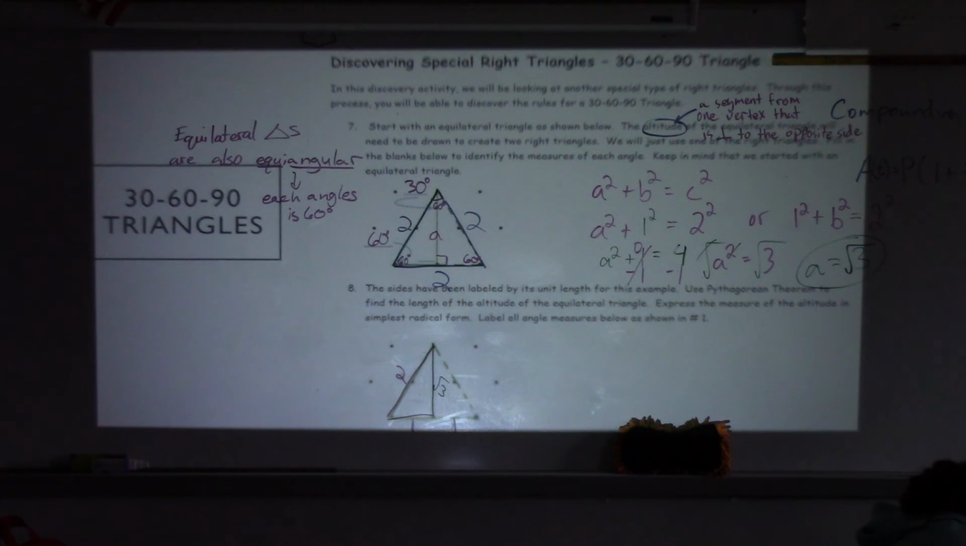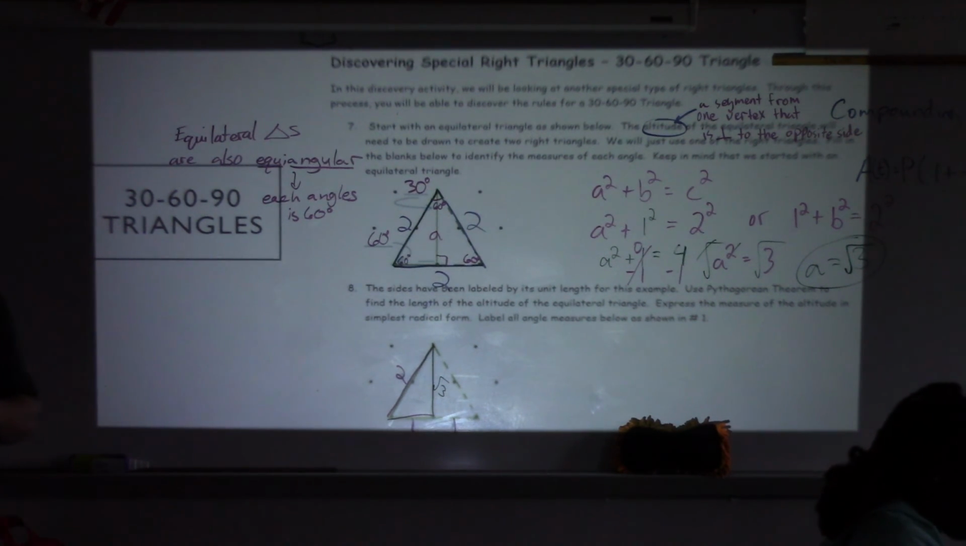Well, if you know that it's a 30, 60, 90, you can still use trig ratios to find the other sides.